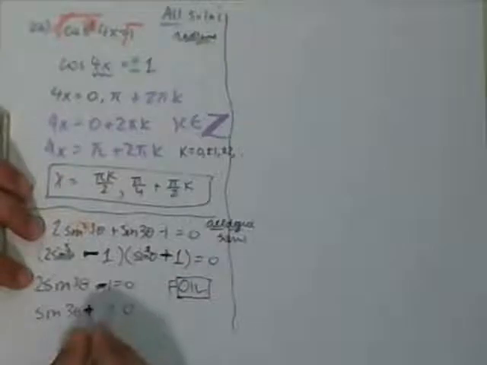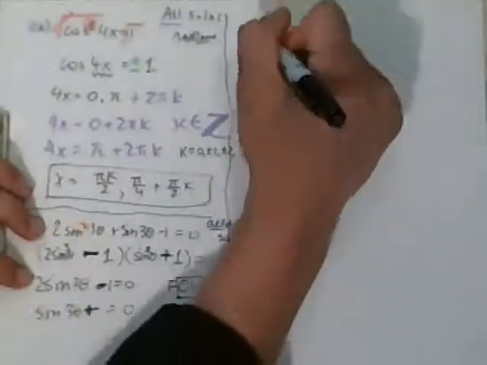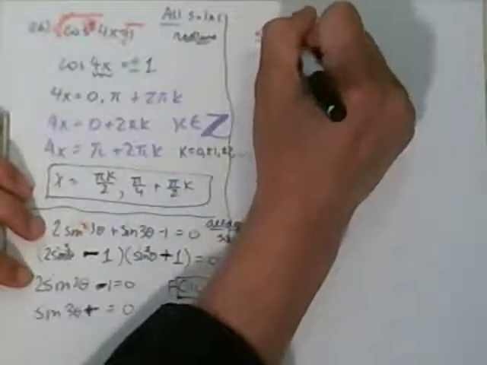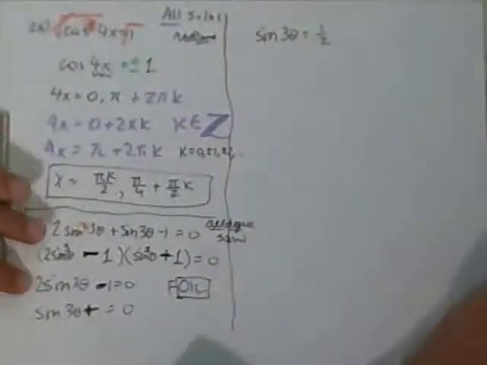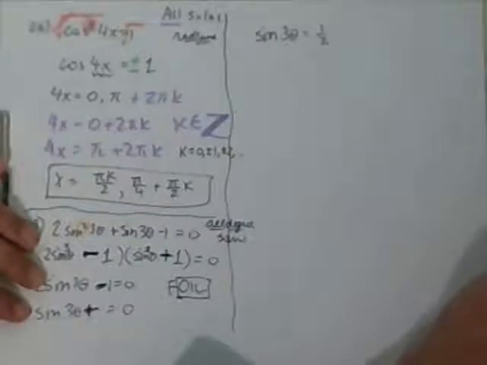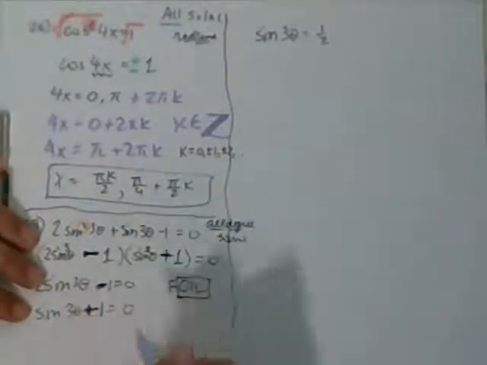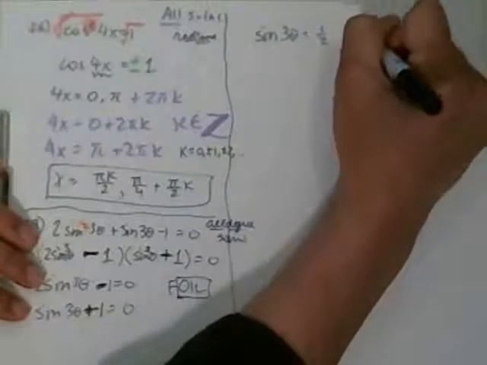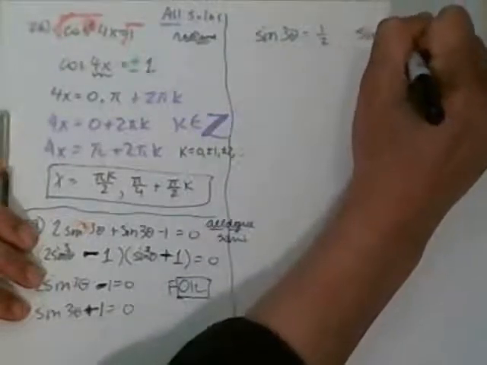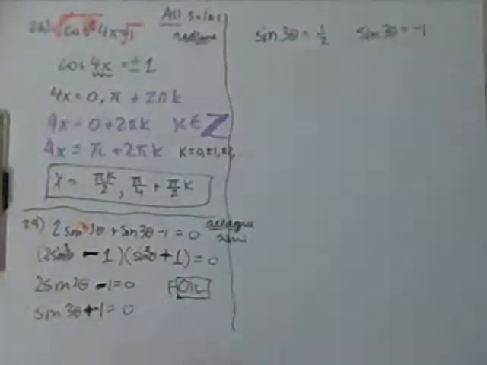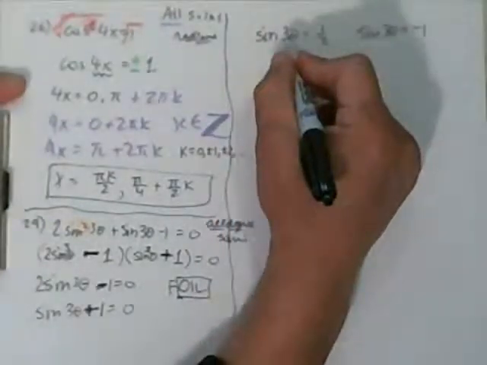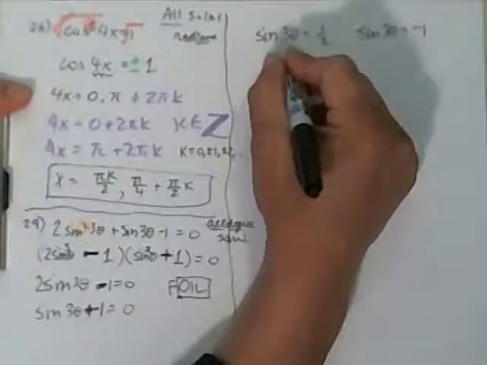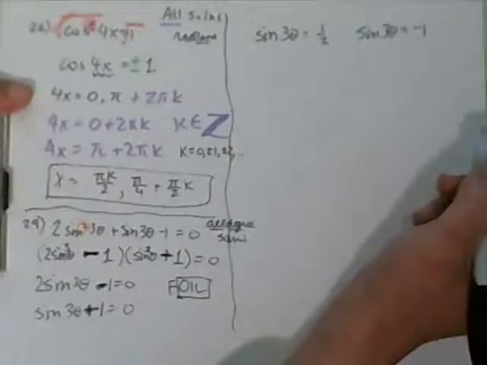Let's write it again. We're going to move the 1 over, divided by 2. So the sine of 3 theta is equal to 1/2. And the other one, sine of 3 theta plus 1, right there, so the sine of 3 theta is equal to negative 1. You're going to get a lot of solutions. Well, not that many. Let's see if we're doing this right.